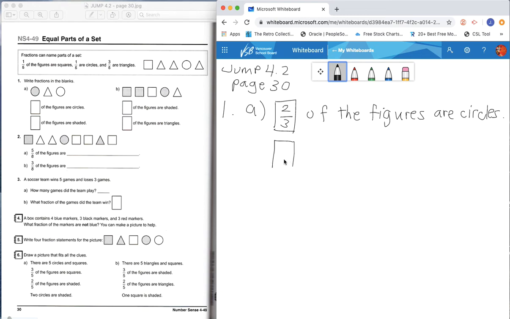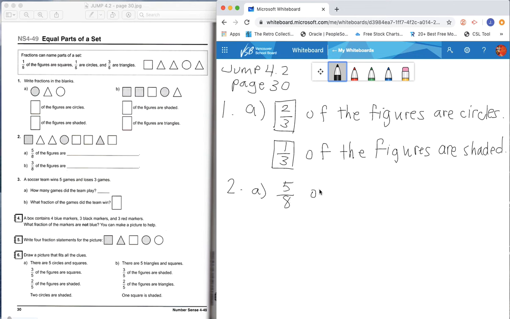And the next one is blank thirds, again, because there are 3 shapes, of the figures are shaded. So how many are shaded? There is only one shape shaded. So you're going to write 1/3. Okay, pretty straightforward. You do B yourself.